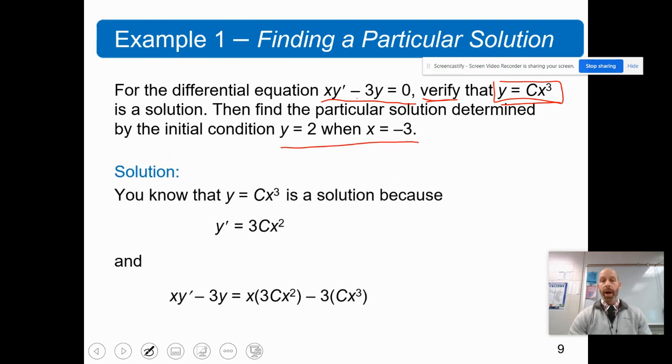We know that y equals c x to the third is a solution because the problem tells us that. We know that the derivative of that is y prime equals 3c x squared.